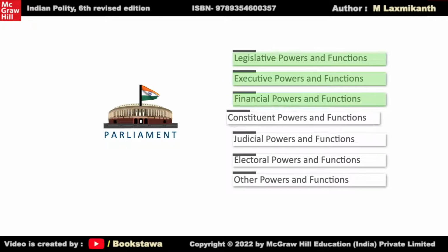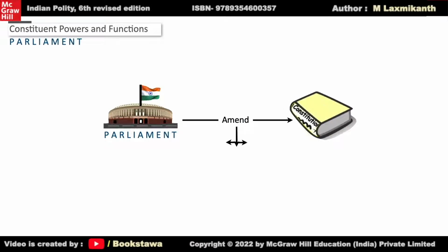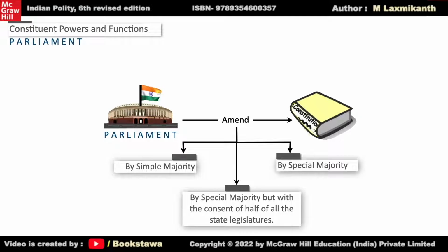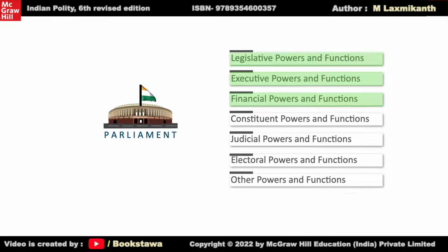Now let's look at the constituent powers and functions. Parliament is vested with the powers to amend the Constitution, and Parliament can amend the Constitution in three ways: by special majority, by simple majority, and by special majority but with the consent of half of the state legislatures. Major part of the Constitution can be amended by the Parliament with a special majority. However, we should remember that the constituent powers of Parliament are not unlimited. Parliament cannot amend the basic features of the Constitution. This was ruled by the Supreme Court in the Kesavananda Bharati case 1973 and was reaffirmed in the Minerva Mills case 1980. These were the constituent powers and functions of Parliament.